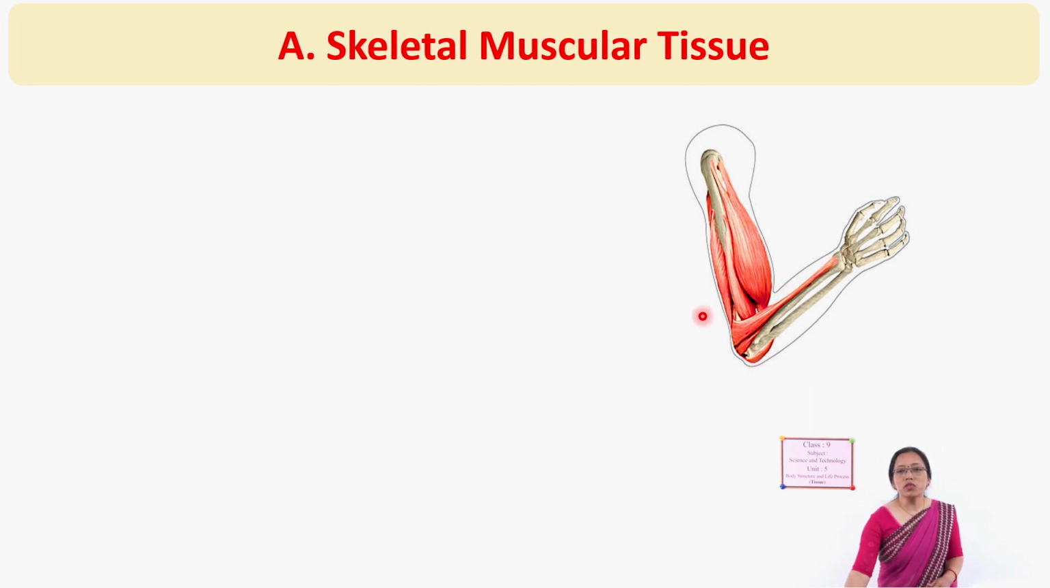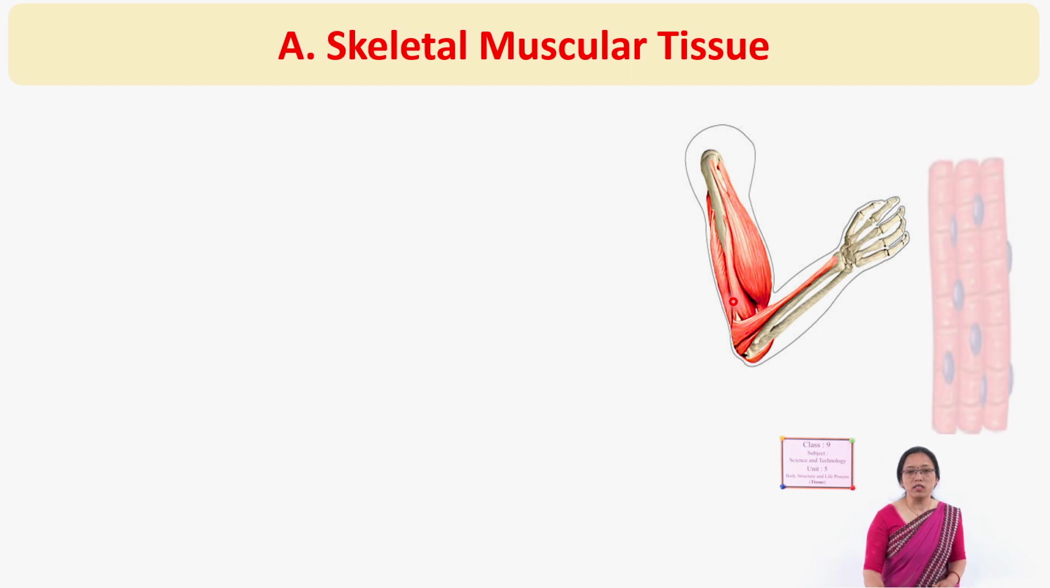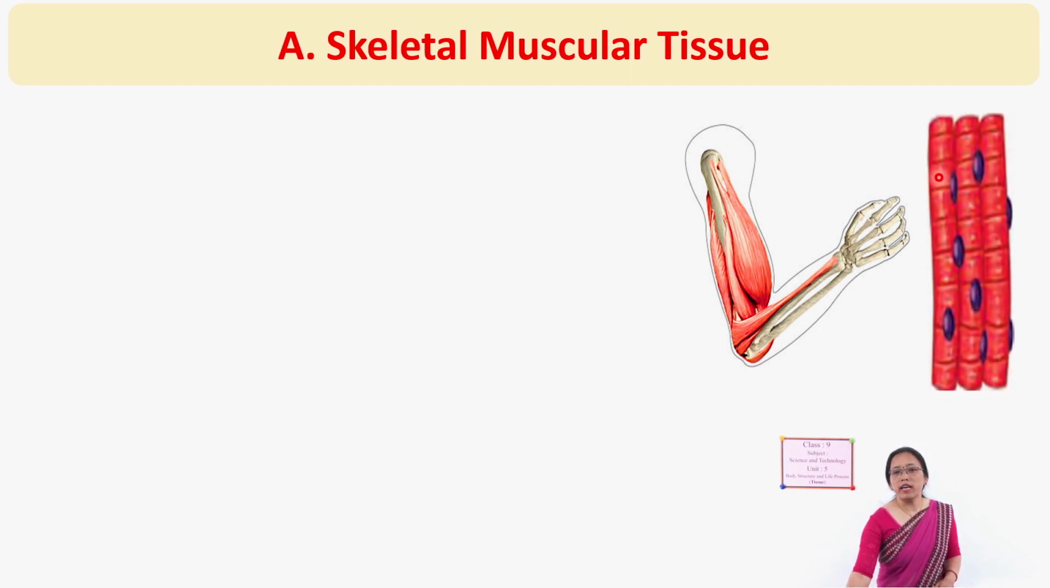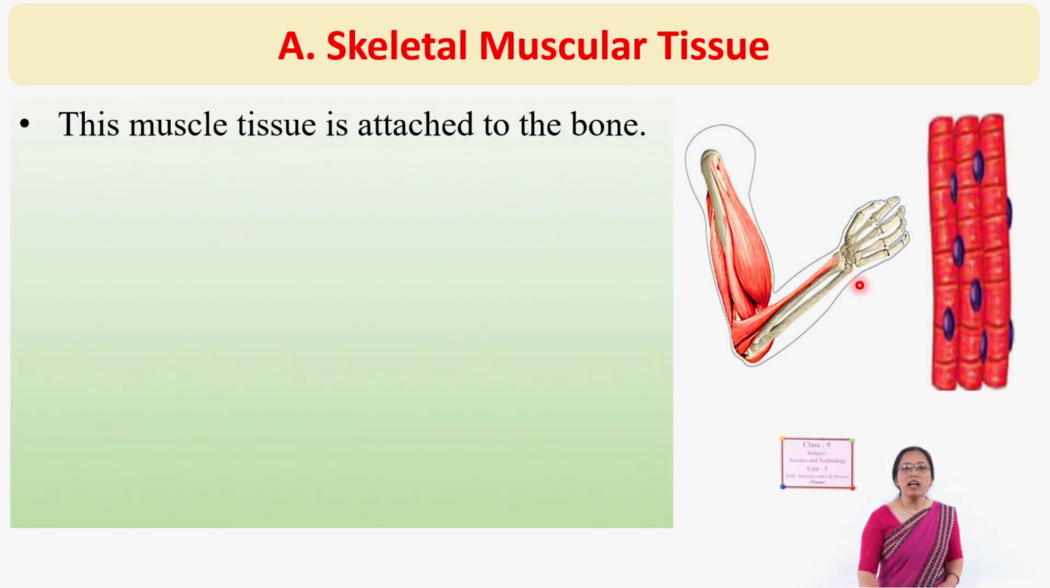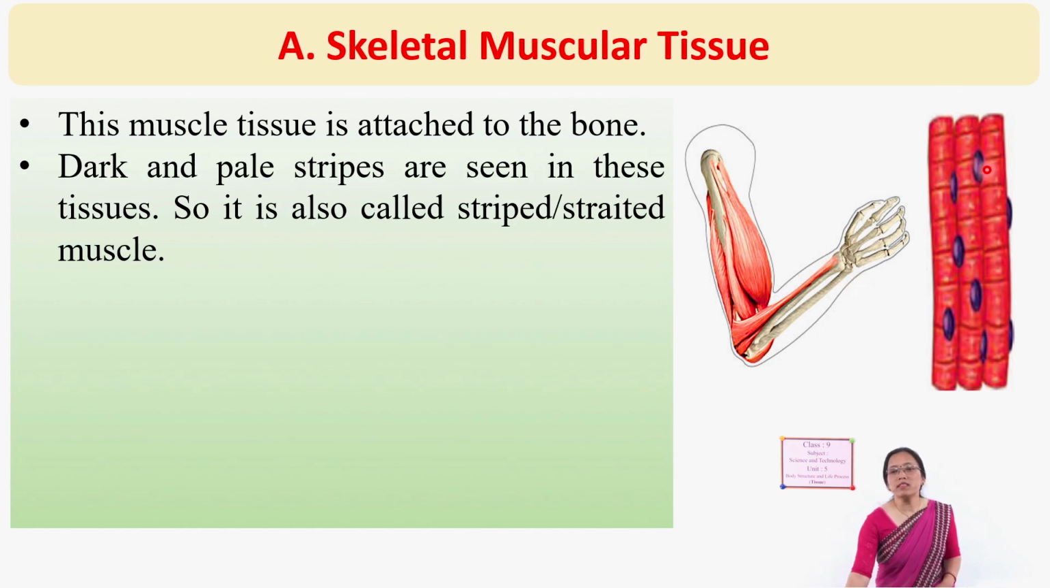I have already told you this. See, in the skeletal muscle, these bicep and tricep muscles are directly attached to the bones. Such types of muscular tissues are called skeletal muscles. If we see a single muscle fiber of skeletal muscle, it is elongated and some stripes are seen. See, somewhere dark, somewhere light, bands are seen. Because of these bands, it seems like strips, or ribbon-like structures are seen. Due to the presence of these strips, it is also called striped muscle or striated muscle.